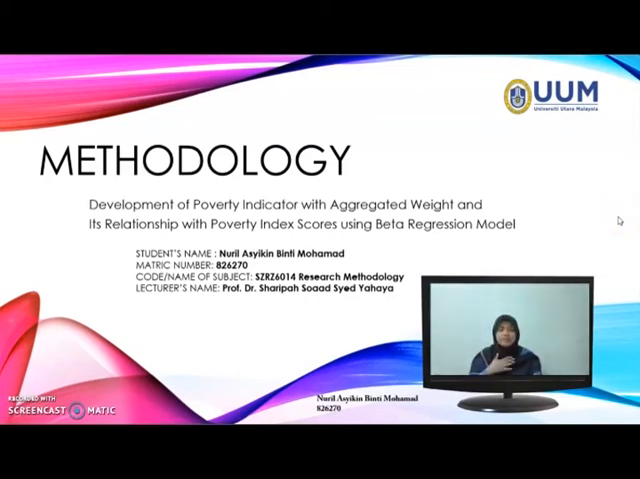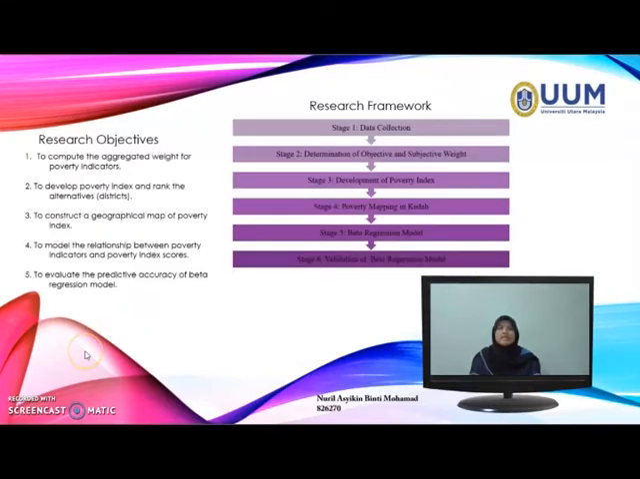Sharifah. I am Nuril, and I represent the methodology of my project with the title Development of Poverty Indicator with Aggregated Weight and its relationship with Poverty Index scores using data regression model. I will discuss the methodologies applied to achieve the goals in the study and enlighten the process of the methodology. The methodology process is the main thing to accomplish the objective.